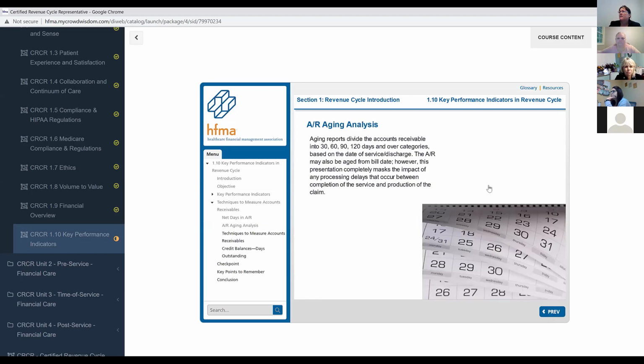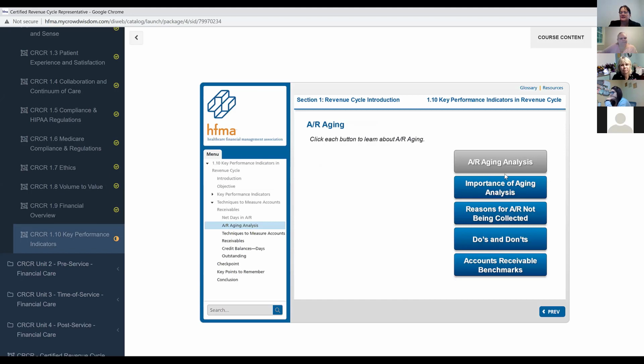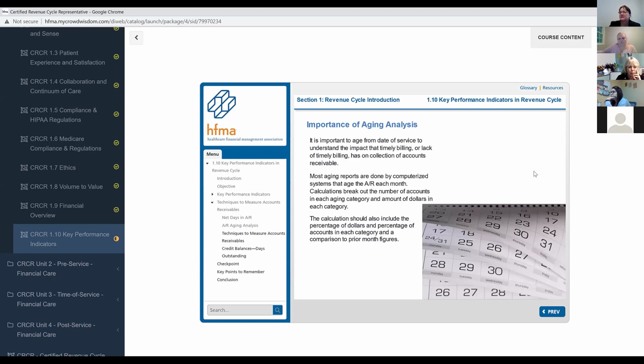Again, most of our systems actually do provide this information automatically. I'm on the importance of aging analysis, not sure. Because you can see some of your trends, or where you could be having difficulties with some of your payers, and where you might need to focus some of your time and attention on.